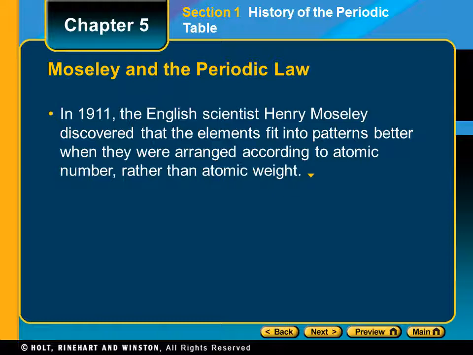Now it's important to remember what Moseley discovered is that these characteristics and these properties are driven by atomic number. It worked for Mendeleev because atomic number is part of the atomic mass or the atomic weight.